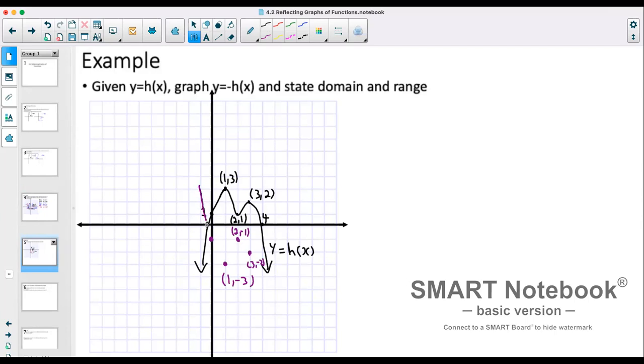So we can see this one will look something like this. Now for this, because our graph continues further this way and further this way, our domain is all real numbers. Our range, we started at -3, continued all the way upward, so therefore y has to be equal or greater than -3.